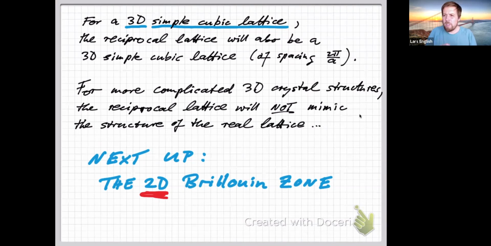What we want to focus in on next is the 2D Brillouin zone, because that is important in terms of energy bands for electrons and the reduced zone scheme. So we have to generalize the reduced zone scheme from one dimension to 2 dimensions, and that's what we're going to be looking at next.